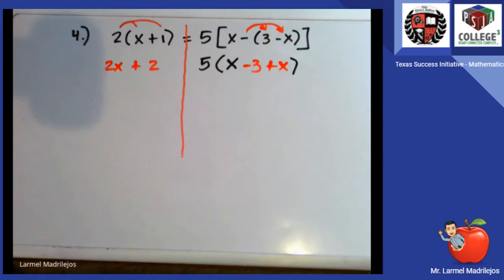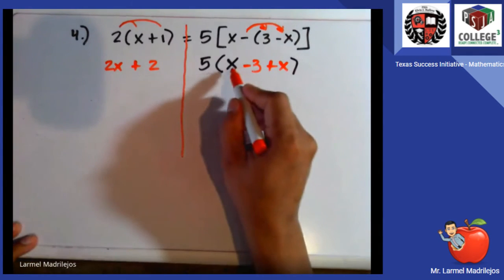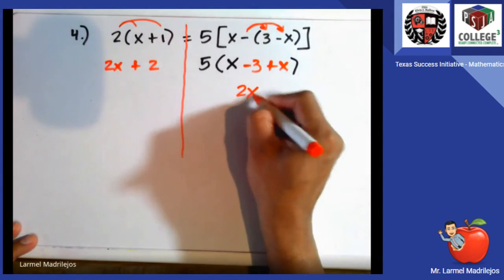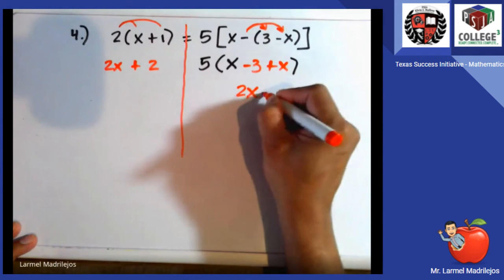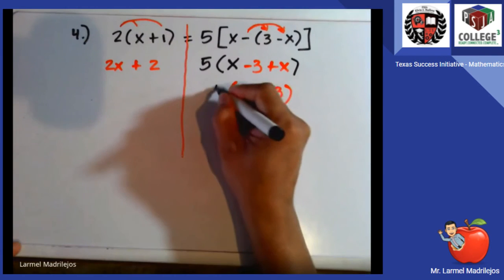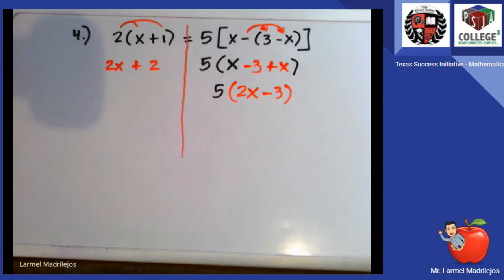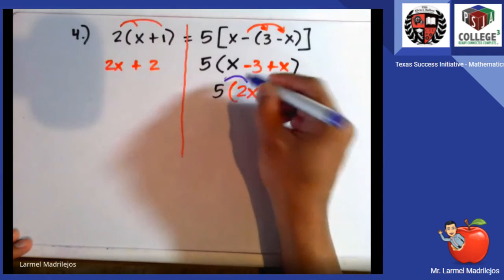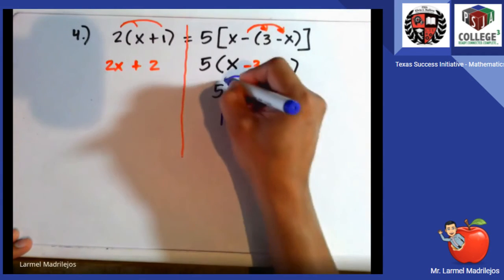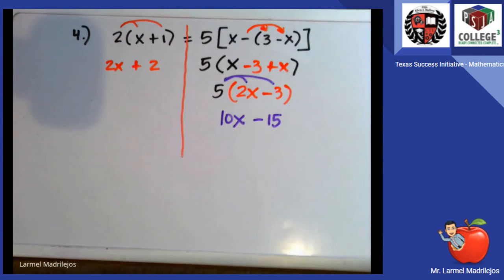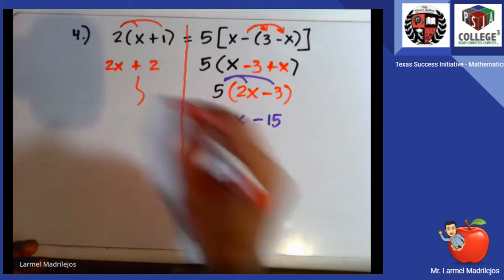I'm still working inside the parentheses. So I need to look for x and x here. x plus x gives me 2x. And I copy the negative 3 here, and 5 outside. This time I need to distribute the 5 to both terms. 5 times 2x is going to be 10x. 5 times negative 3 is negative 15. So now I'm done with everything on the right side. I just drop this down here.